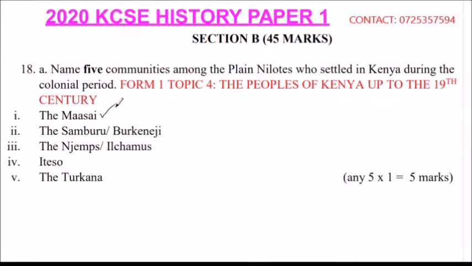So we start with the Maasai. We go to Samburu, in another name we call them Bukaneji. We have another tribe called the Jeps or Ichamas. We have the Iteso and we have the Turkana. For each that you name, you get 1 mark, totaling to 5 marks. So that's the answers for this question.